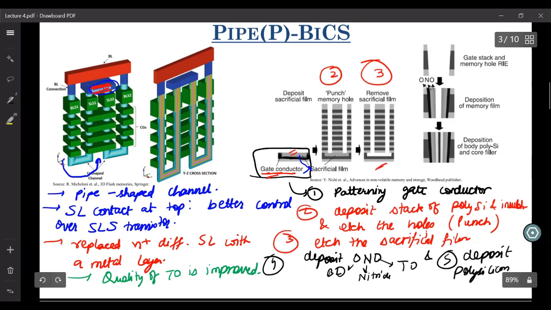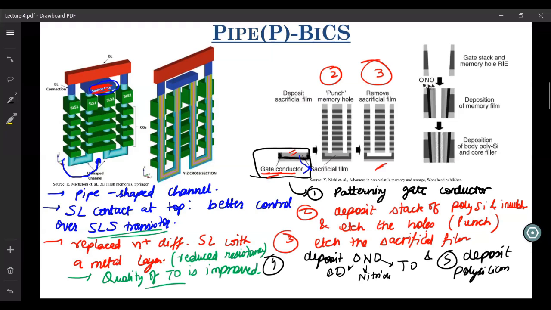So the advantages you get: first, because of this pipe-shaped channel and taking contacts at the top, you achieve a reduced series resistance. Here you achieve a reduced resistance of the source line just because you are replacing it with a metal and taking it at the top. The quality of the tunneling oxide is improved, and also the SLS transistor is at the top, which means that you can easily control its properties. So all three issues that were there with the conventional BiCS were fixed with the help of this pipe-shaped BiCS.